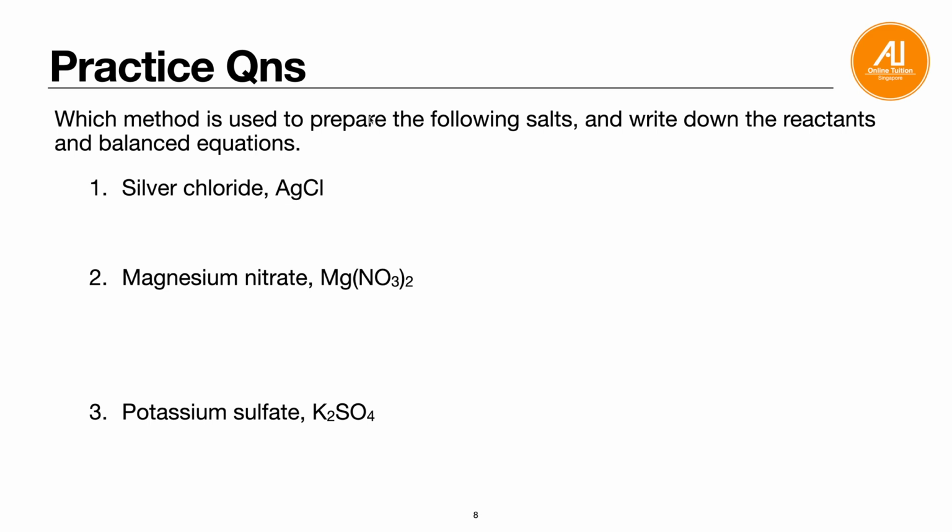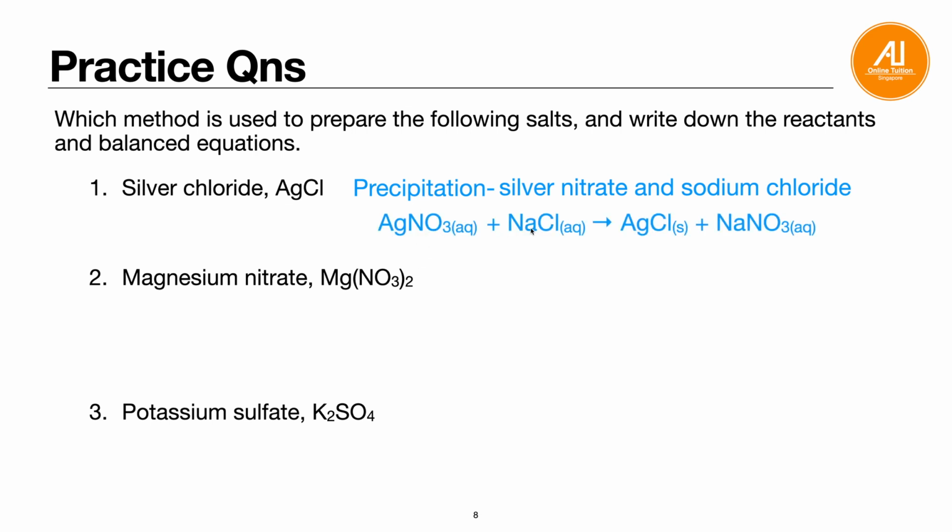Okay, so now let's try some practice questions. Which method is used to prepare the following salts, and write down the reactants and the balanced equation? So let's look at the first one. You need to form AgCl, silver chloride. If you refer to your solubility table, it is insoluble. So for insoluble salt, you must use precipitation. What reactants do you need? 2 soluble reactants. So I will choose silver nitrate and something chloride, which is soluble, which is sodium chloride. Silver nitrate plus sodium chloride. So in the end, the balanced equation will be AgNO3 plus NaCl will give you AgCl plus NaNO3. So you realize that AgCl here will be solid.